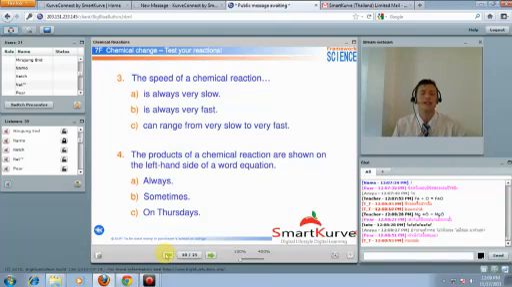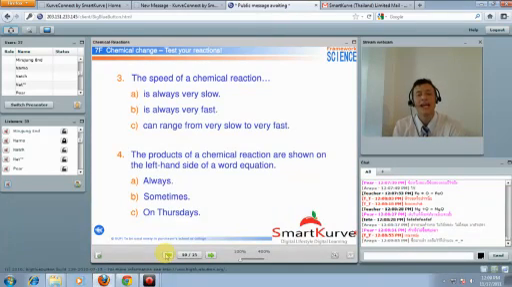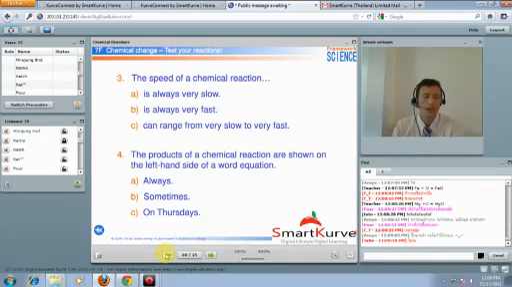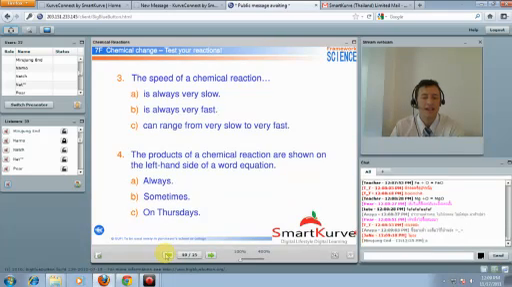So for number three, the speed of a chemical reaction can range from very slow to very fast. All right. Number four, the products of a chemical reaction are shown on the left-hand side of a word equation. Always, sometimes, or never?